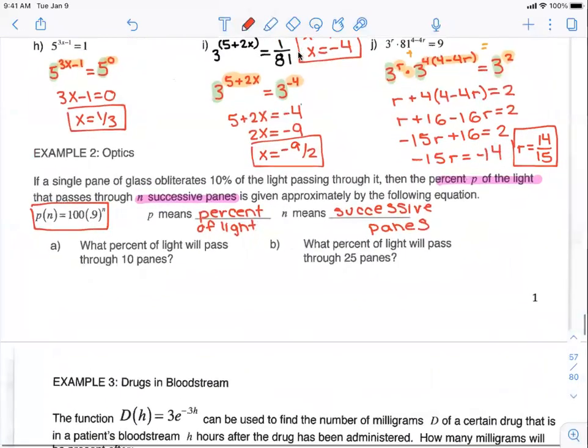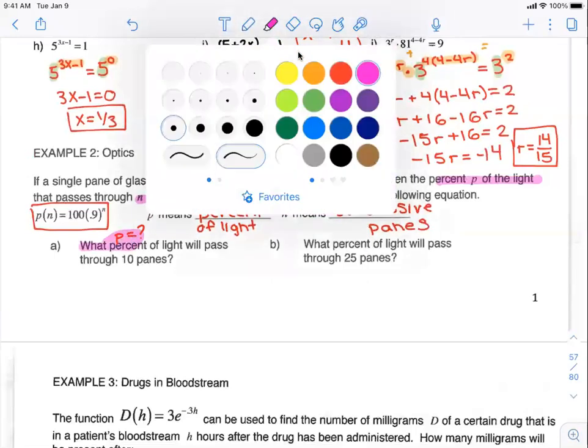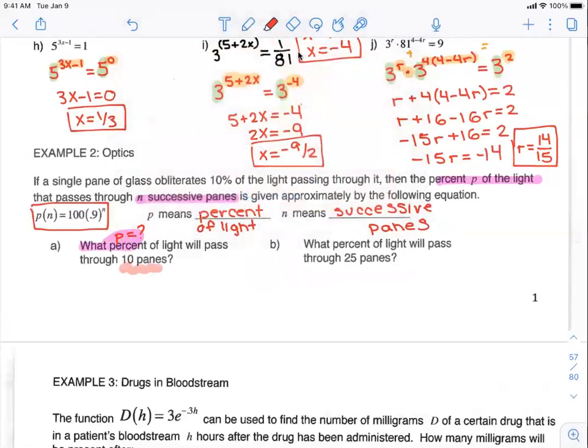Even if you're not sure what they're talking about, just line up the letters in the words. So it says what percent. What percent means we don't know what P is. What percent? I don't know. Of light will pass through 10 panes. So here they're telling us that we have 10 panes. And remember, 10 panes is talking about the variable n. So they're saying n equals 10. Just because panes does not mean P. Panes actually means n. So n is 10.